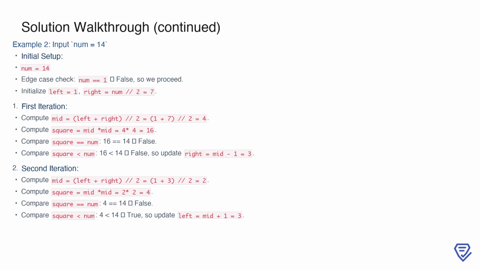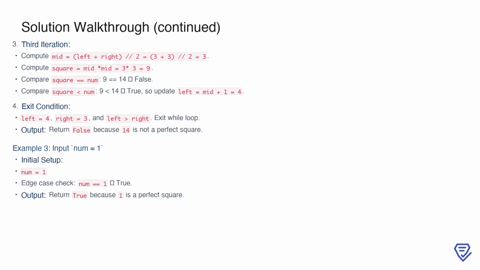Moving to the second iteration, we calculate mid equals (left plus right) // 2 again, and this time, mid equals 2. We then compute square equals mid * mid, and 2 * 2 equals 4. Since 4 is less than 14, we adjust the range by setting left equals mid plus 1, so left is updated to 3. In the third iteration, we calculate mid equals (left plus right) // 2, which results in mid equals 3. We then compute square equals mid * mid, and 3 * 3 equals 9. Since 9 is still less than 14, we update the left boundary again by setting left equals mid plus 1, so left becomes 4.